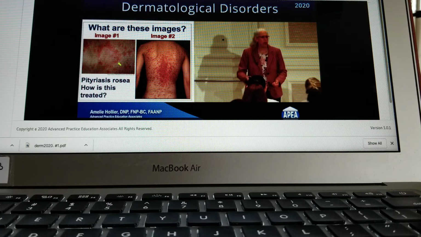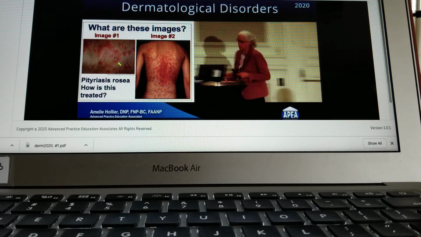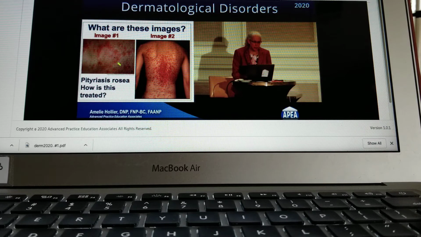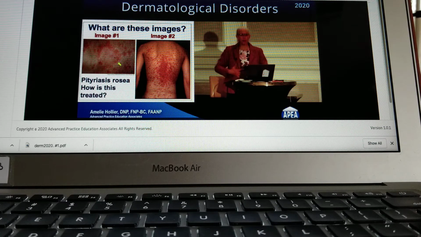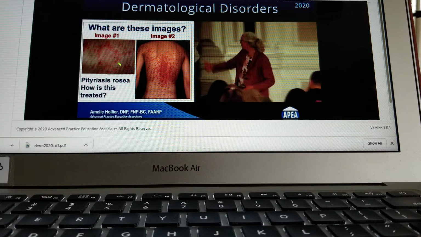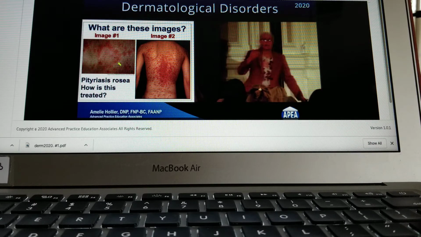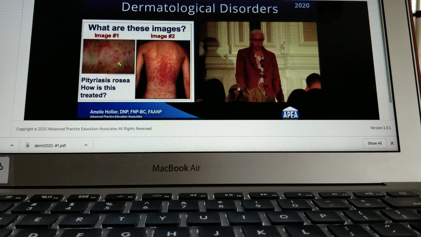You'll see it in practice, and it often appears on the exam. This is called the Herald patch. The Herald patch appears on the trunk about a week before the appearance of that other rash, and it looks like a ringworm. It's called a Herald patch.